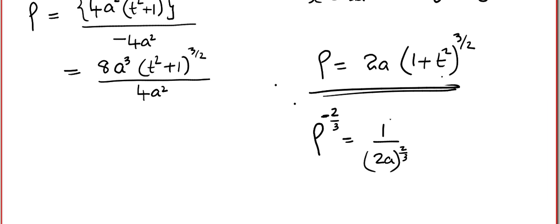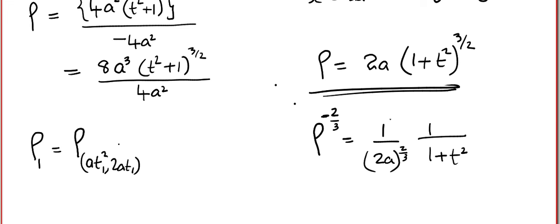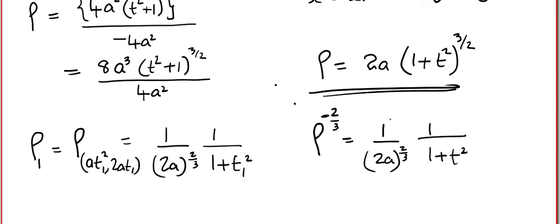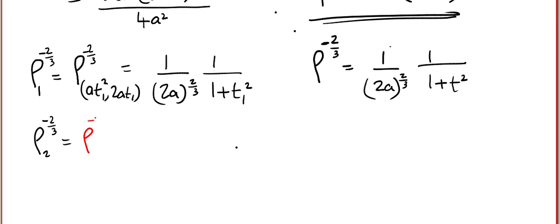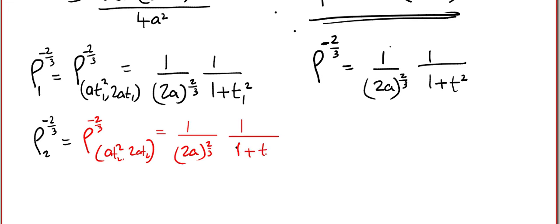And here what happens is, we will get minus 1 by 1 plus t square. You can give it a try. It's very easy. Just applying laws of indices. Now remember, rho 1 means the value of rho at the extreme point. Read the question, you will be able to understand. So that will be 1 by 2a the whole power 2 by 3 into 1 by 1 plus t1 square, isn't it? That means the value of rho to the power minus 2 by 3 at t2, 2at2. Okay, that will be 1 by 2a the whole power 2 by 3 into 1 by 1 plus t2 square.